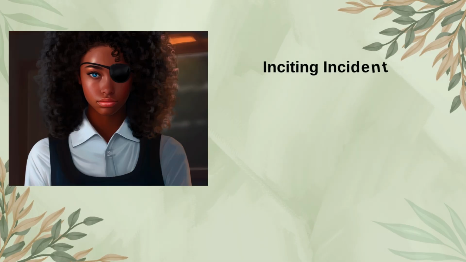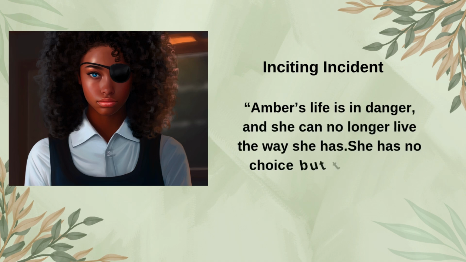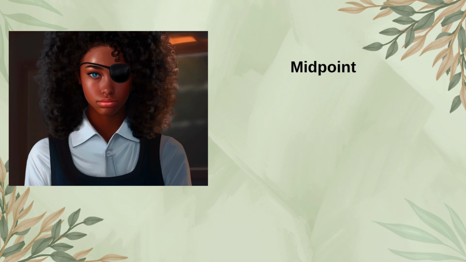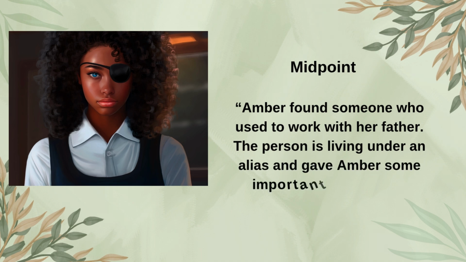So how does this actually look? Amber's life is in danger and she can no longer live the way she has. She has no choice but to run away. The midpoint. She found someone who used to work with her father. The person is living under an alias and gave Amber some important information.